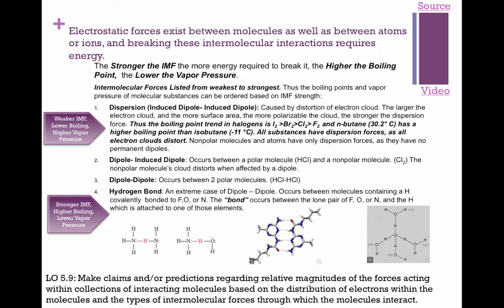If you have a high vapor pressure, that means it was easy to break the bonds between molecules and you have a lot of gas. So the higher the vapor pressure, the weaker the IMFs. And so as you go through intermolecular forces, dispersion is going to be the weakest, so those have the low boiling point, high vapor pressure, and are relatively easy to break.